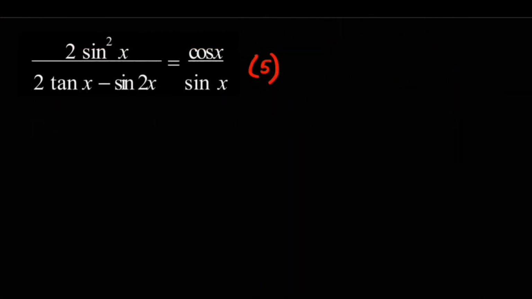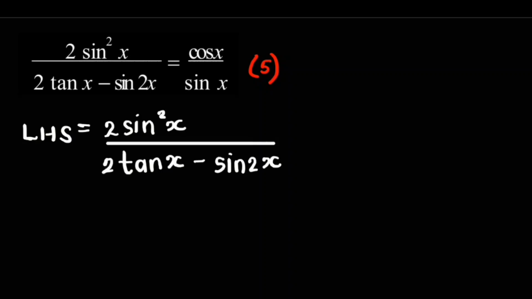Okay, question 6. Let's do this. Start off by writing down the left-hand side. So here we've got 2 sine squared x in our numerator. In the denominator, we have 2 tan x minus sine 2x.